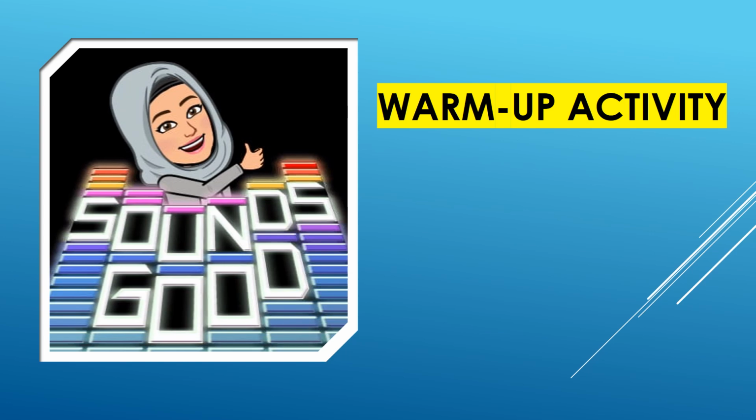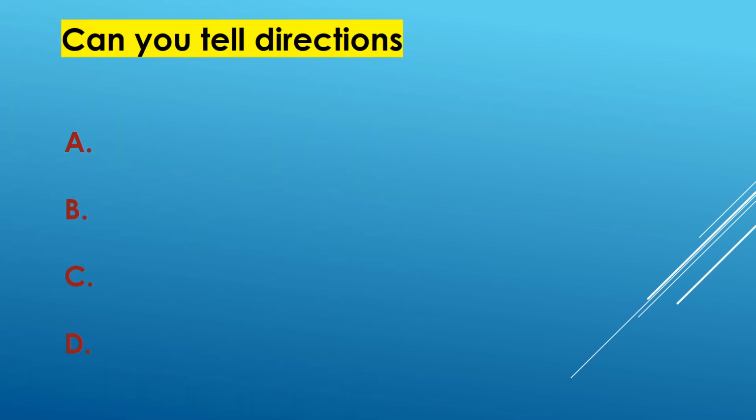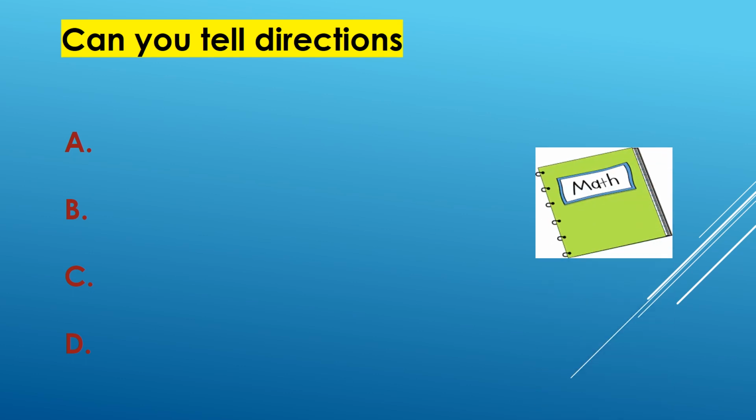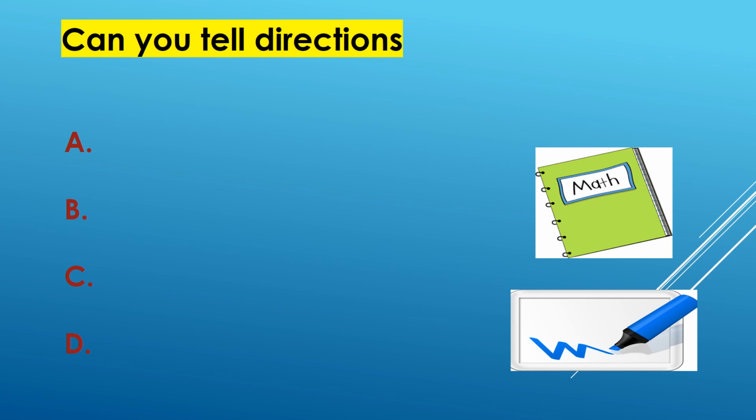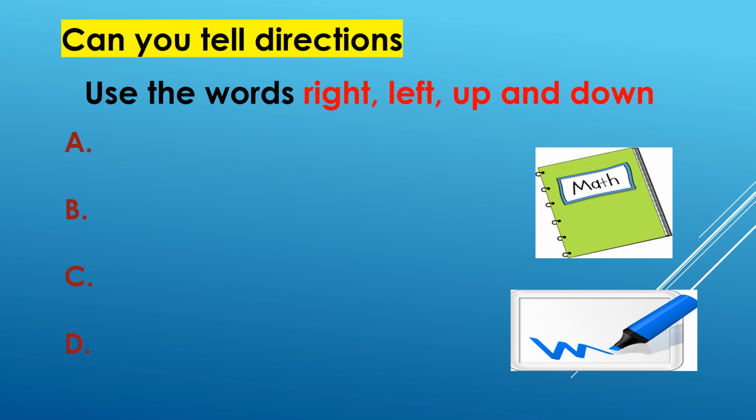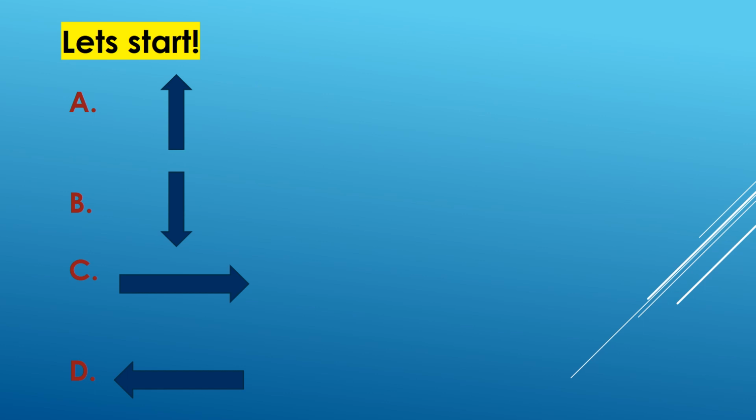Let's start with a warm-up activity, and it's a very easy one. Can you tell the directions? So get ready with your math notebook or your whiteboard and a marker, and I would like you to say the directions by using the words right, left, up and down. Let's start. Can you write the directions of these arrows? As I said, use the words right, left, down and up. By the way, you can use directions as north, south, east and west.